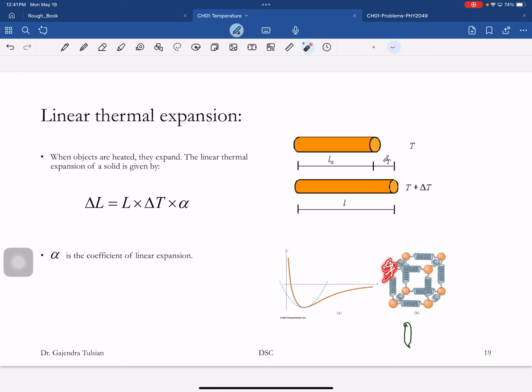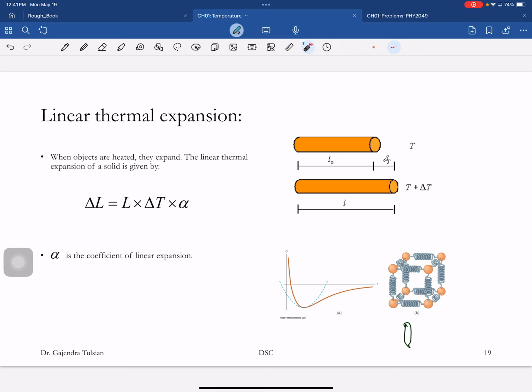So the atoms will vibrate with greater amplitudes. You're adding potential energy, and so the solid will expand. The distance between the atoms will increase. The distance between every atom will increase. And as a result, the solid will expand. And this is of interest to us for many of our applications. So that's why we're learning this.